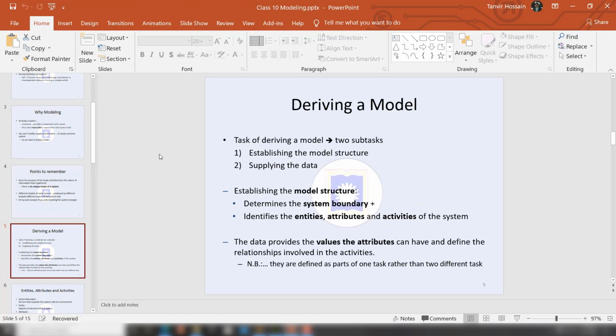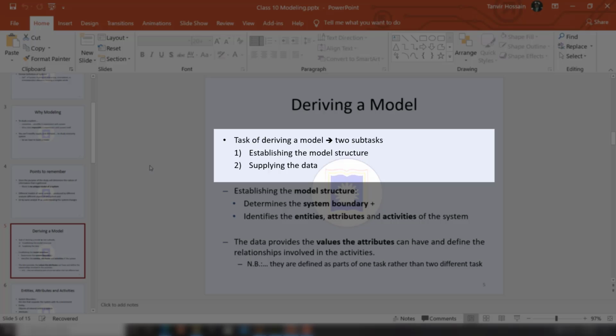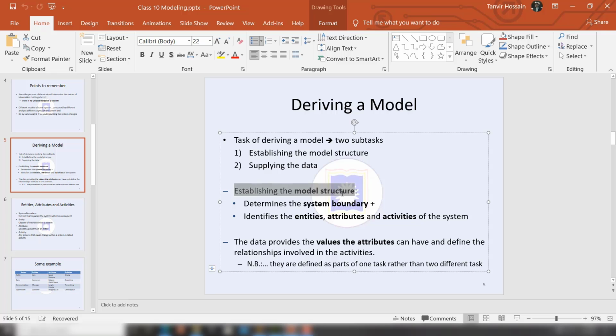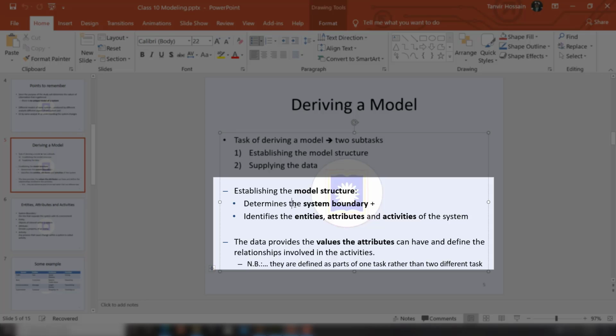So now let's talk about deriving a model. The task of deriving a model has two subtasks: establishing the model structure and then supplying the data. To establish the structure, we need to determine the system boundary, and then we need to identify the entities, attributes and activities of the system. So these two steps will help us structure the models that we are going to create.